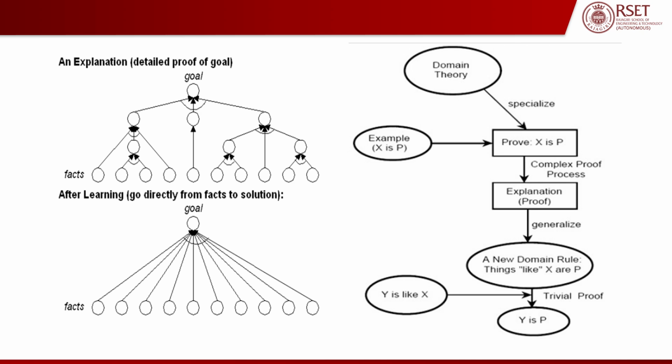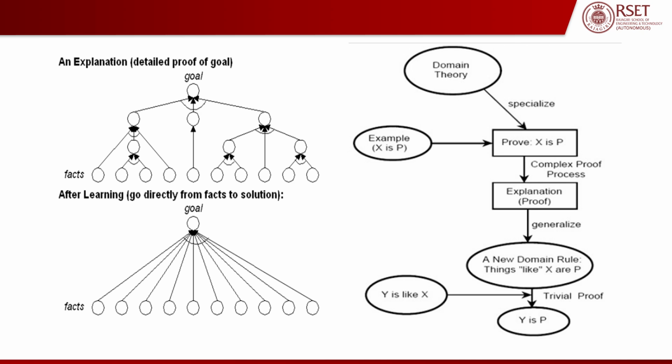For example, if it is a child, the child may compute 7 times 8, right? By repeated additions, adding 7, 8 times. So after learning the multiplication table, the child directly recalls the answer without recomputing it. So this explanation-based learning converts a complex reasoning process into a direct solution by improving the efficiency.